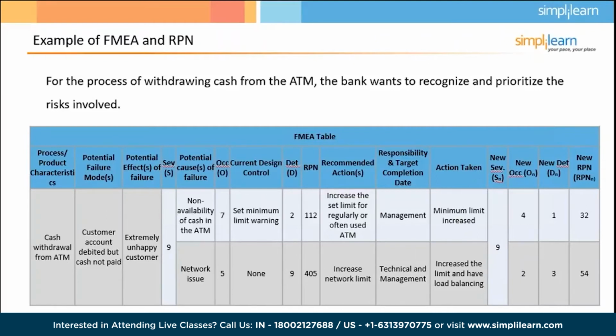And I will say that I see that current design control has been given none, and they scored that a 9. I'd personally give it a 10 because if you've got nothing in place, it doesn't get any worse than that. So, it's a judgment call, but this team gave it a 9. Now, as a project team, you'll probably put together some recommended actions, which they've done. You might assign responsibility and target completion dates. They've left that a little bit vague.